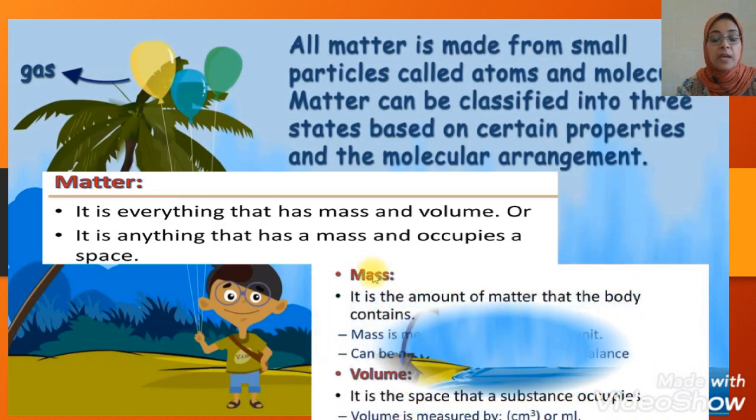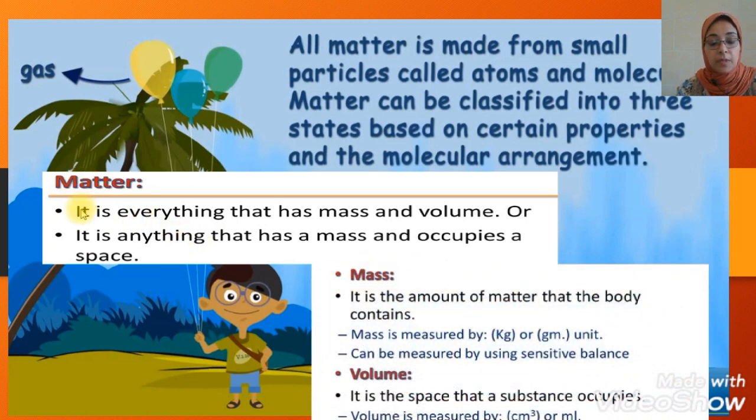Then we have the matter definition. Matter is everything that has mass and volume. And mass is the amount of matter that the body contains. So everything around us has mass and volume, and mass is the amount of matter in an object.